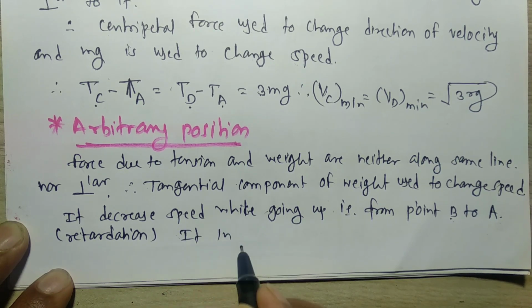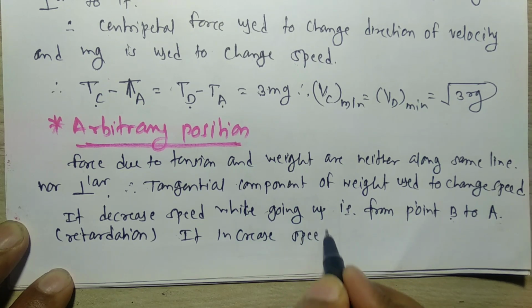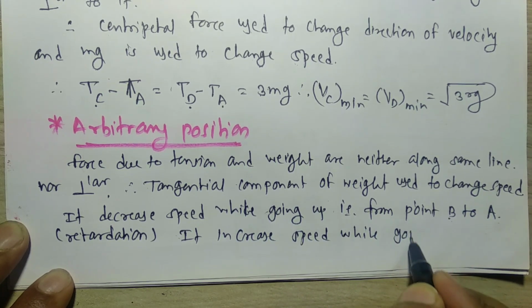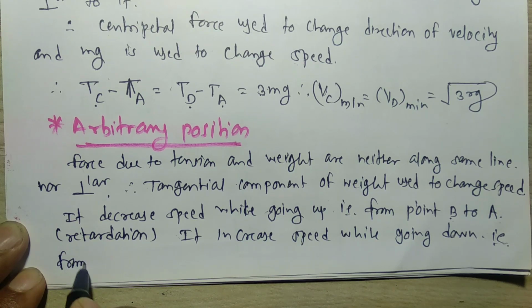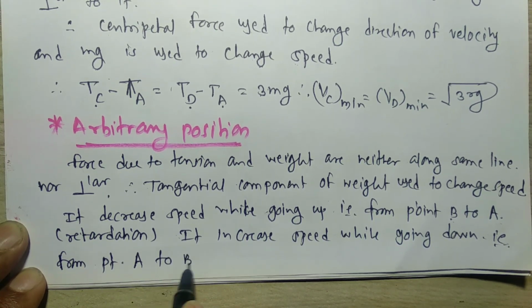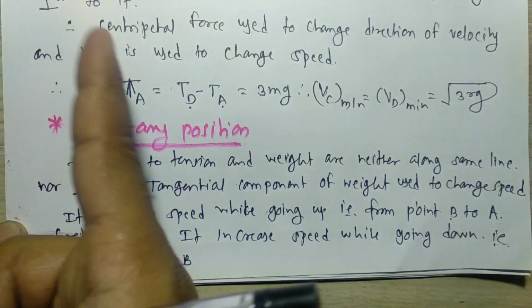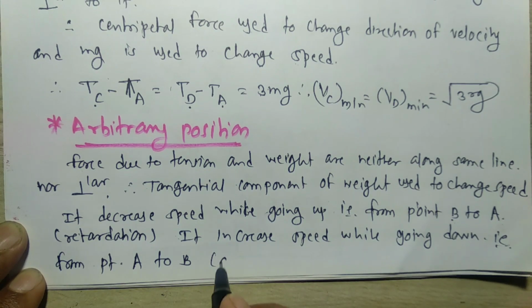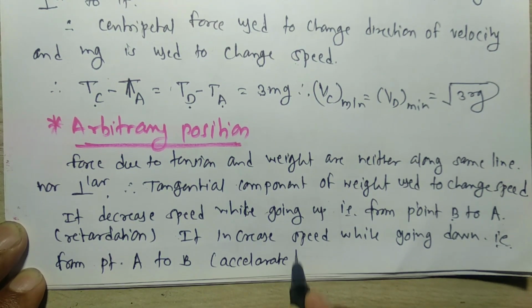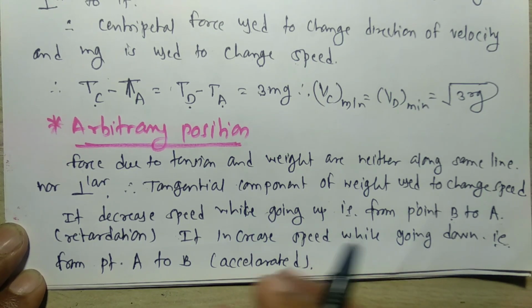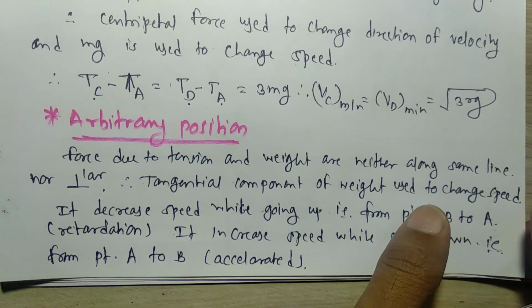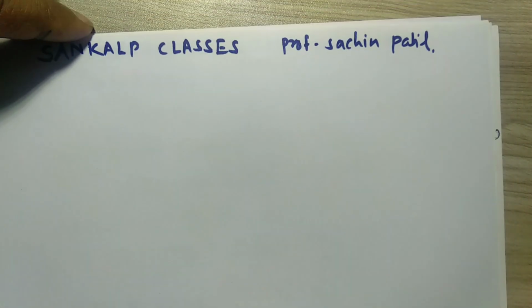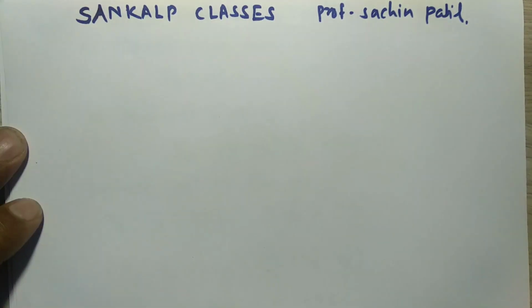and it increases speed while going down, that is from point A to B, from the topmost point to the lowermost point. At that time the speed increases. That means it is accelerated. Those are the considerations when we take the arbitrary points, and from these you have to draw conclusions. Now we are going with the conclusions.